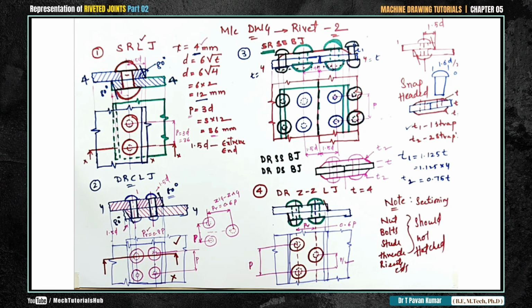So this is about Rivets 2 lecture, how to represent all the views with given specifications on a drawing sheet. I hope you understand.